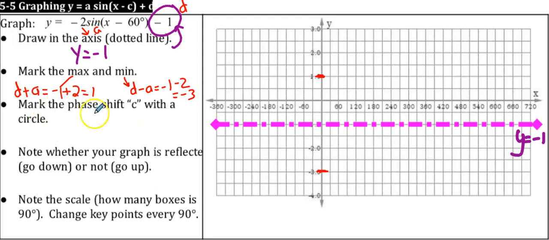Third step is to mark the phase shift, which is the C value, with a circle. So it is 60 degrees to the right, which is 2 units, and it's going to start on the axis. So you're not going to start it up here because we shifted it down. So it's going to start 2 units. So it's going to start right there.